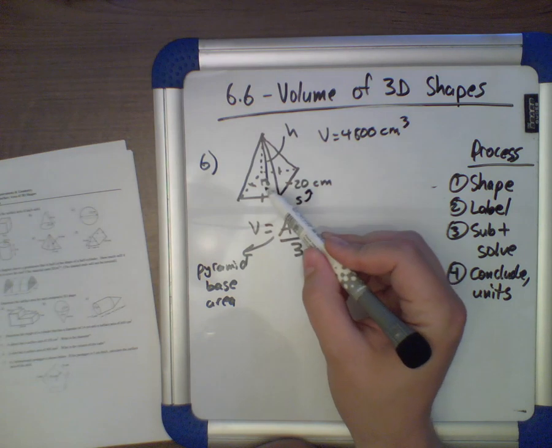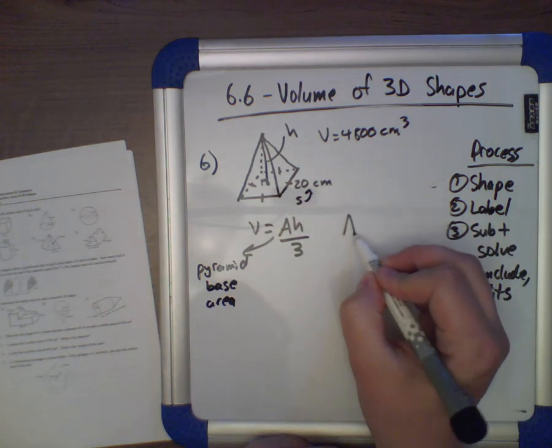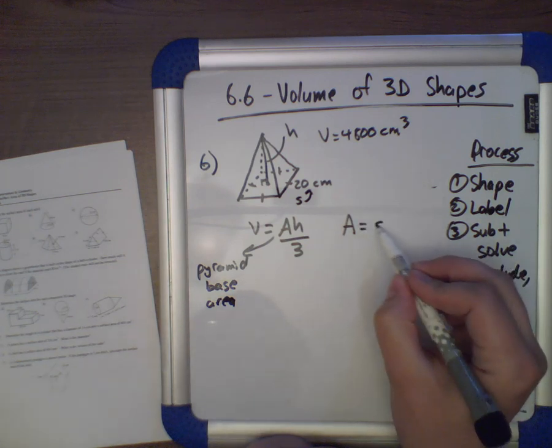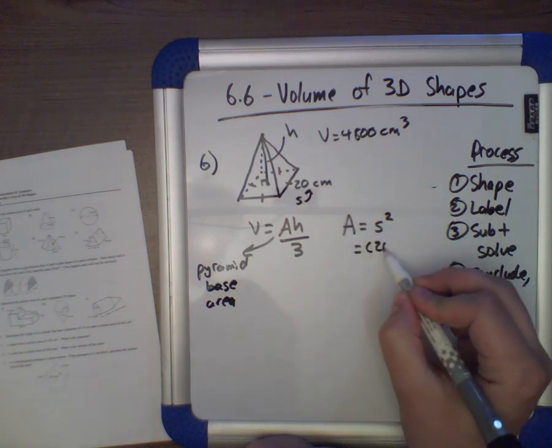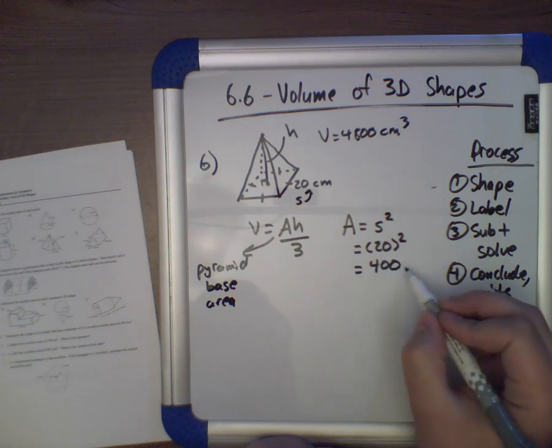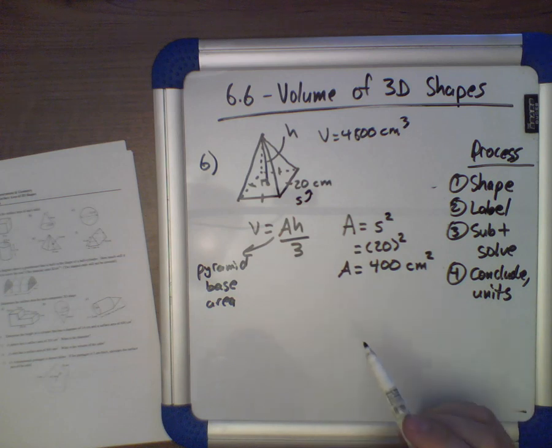What shape is the base of our pyramid? Well, it said right in the question it's a square. So area is equal to, for a square, side times side, or side squared. I know that number, so I can plug it in. 20 squared. 20 squared is going to be 400 centimeters squared. All right, I know my A value. That looks good.